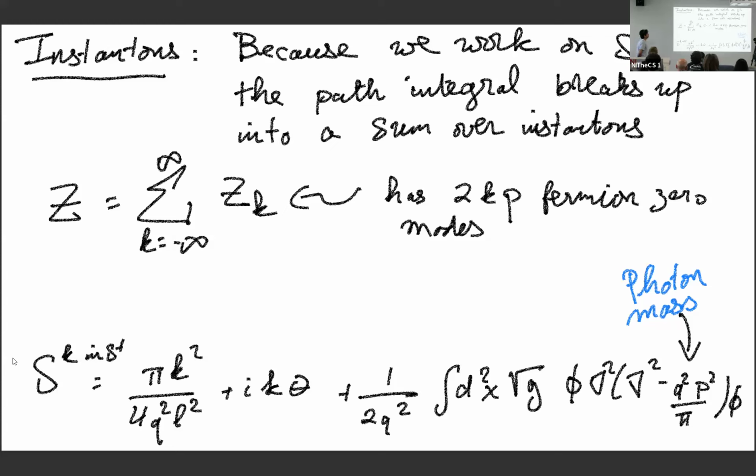Okay, so as I mentioned before, when we work on the S2, the path integral breaks up into flux sectors. They're also known as instanton sectors. In each instanton sector, one important feature of this theory is that the fermions have 2k times p zero modes in each instanton sector. So unless I insert instantons into my path integral and compute correlation functions, most of these instanton sectors do not contribute. For example, in the 0-point function, the k equals 0 term is the only thing that contributes.